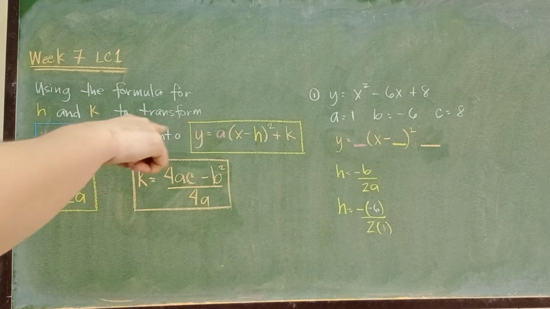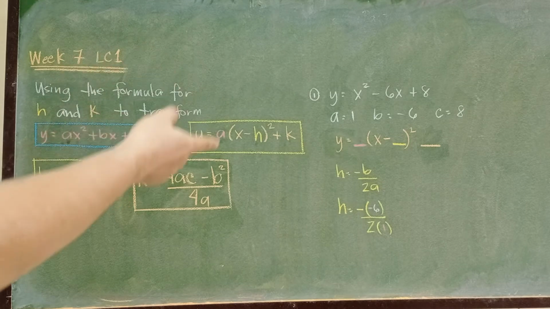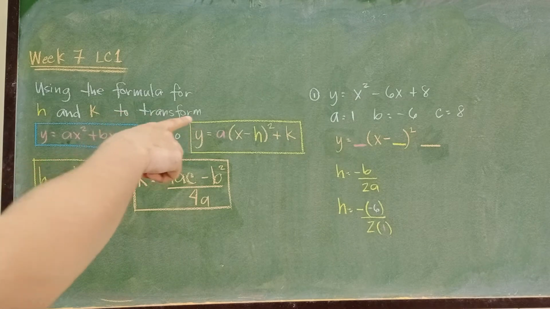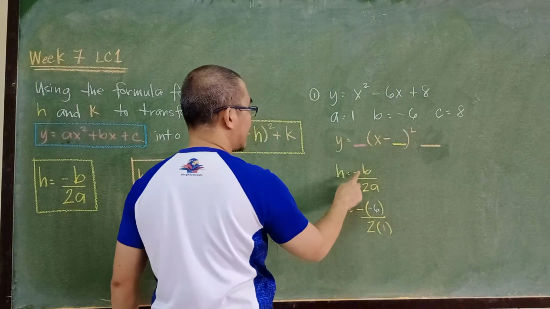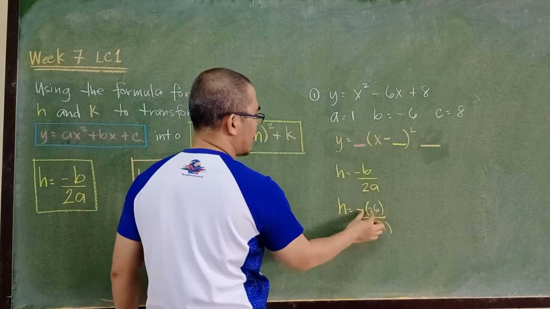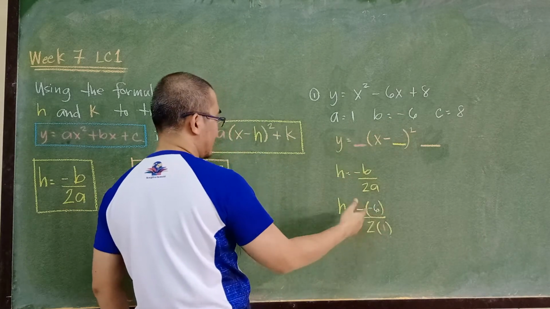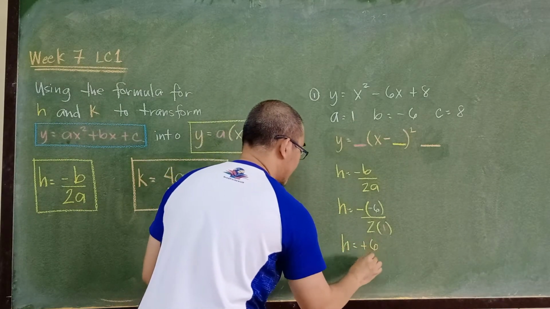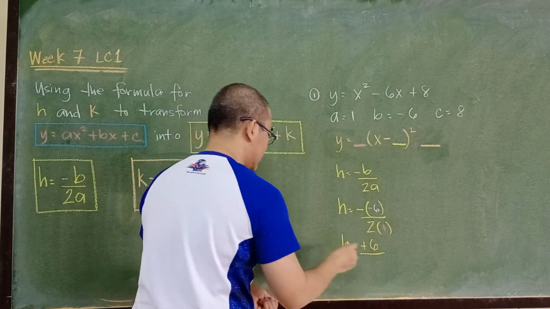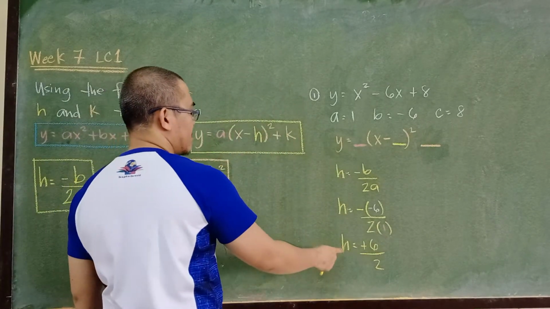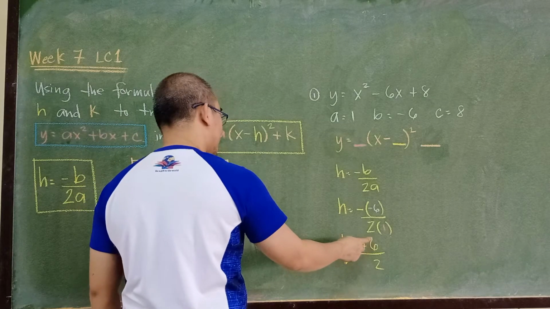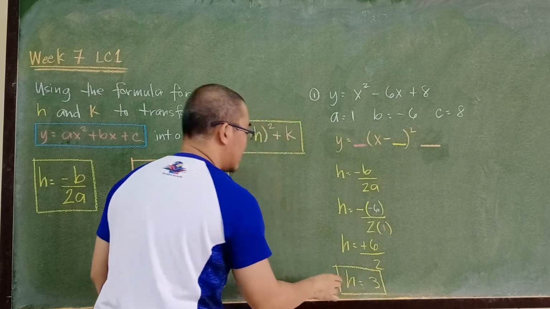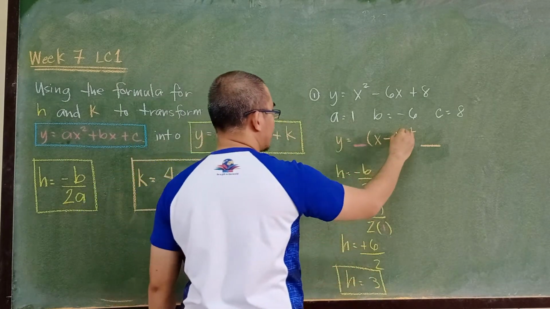Di ba meron tayong dalawang negative na magkatabi? Yung isa nasa labas ng parenthesis, yung isa yung negative nung negative 6. So, iba pa yung negative dun sa formula, iba pa yung negative dito sa may B. So, meron kang dalawang negative. So, pag meron kang negative na magkatabi, pwede mo palitan yan ng positive. So, magiging positive 6 over 2 times 1 is just 2. So next, h is equal to positive 6 divided by 2, that is 3. So may value na tayo para sa h, which is yung 3.